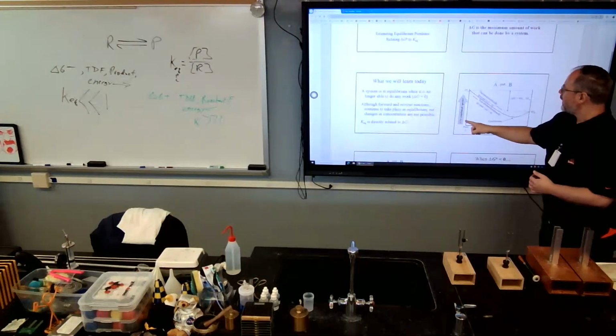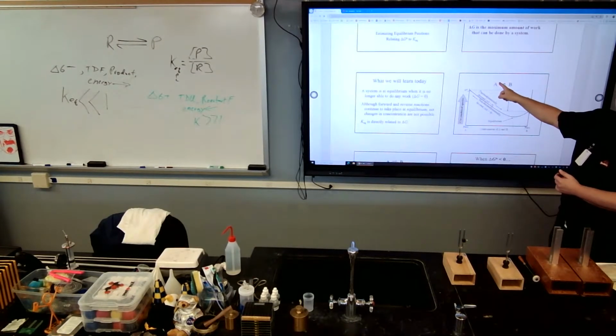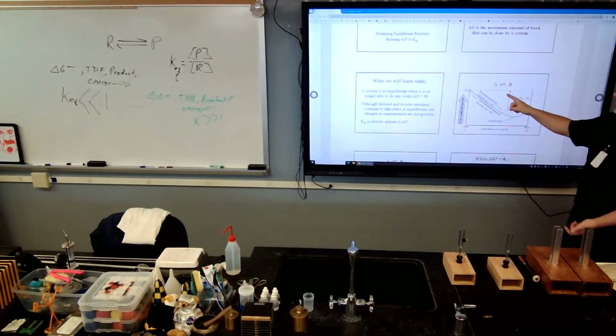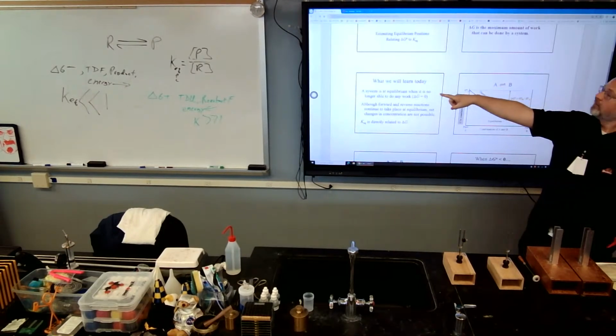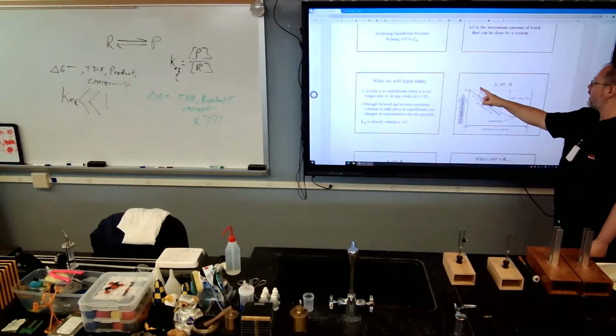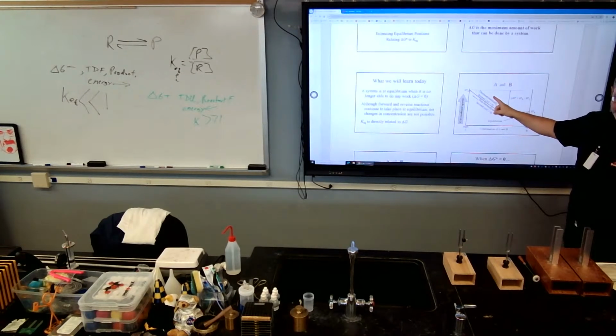If we have all A, then the reaction is going to be very, very what favored? Product favored, because we only have denominator. Remember in K, we have our reactants in the denominator. So if we have a whole bunch of A, then all we've got is reactants. We have an extremely small K value. The reaction is going to be product favored.